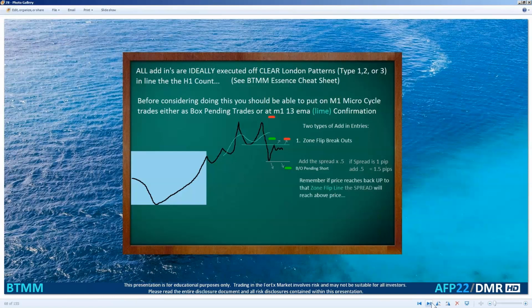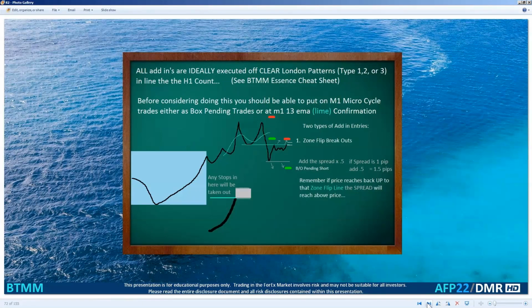Remember, if price reaches back up to that zone flip line, the spread will reach above that price. It captures a lot of people off guard, but when the price moves back up into that area and your stop loss is inside of that bid-ask area, you're going to get taken out. All right, any stops in here will be taken out.